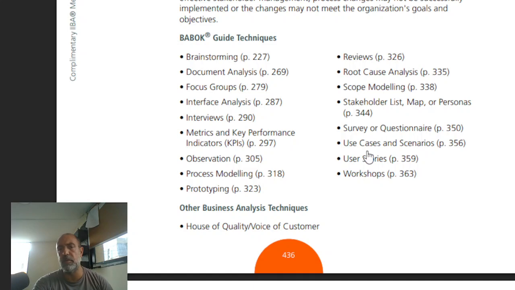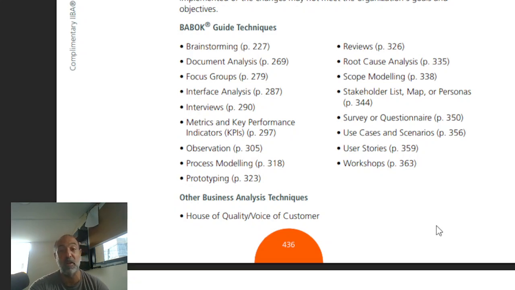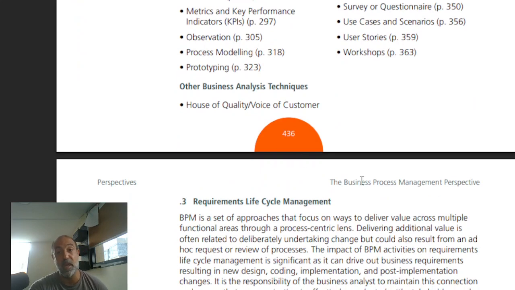Techniques are brainstorming, reviews, document analysis, root cause analysis, scope modeling, focus groups, interface analysis, stakeholder list maps or personas, interviews, surveys, questionnaires, use cases, scenarios, user stories, workshops, metrics and key performance indicators, observations, process modeling and prototyping. Other business analysis techniques: house of quality / voice of customer. Interesting. Let's Google that one.